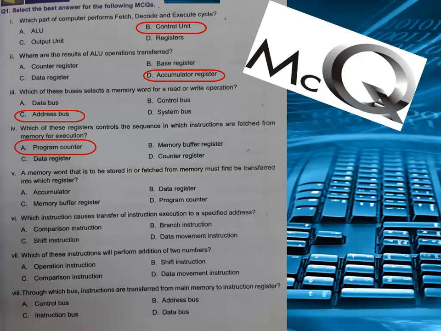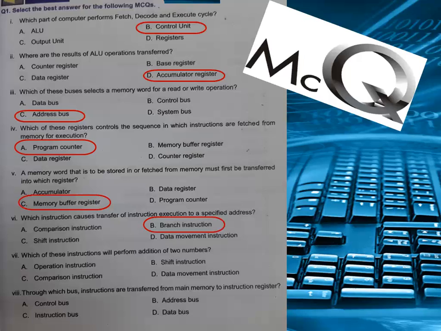A memory word that is to be stored in or fetched from memory must first be transferred into which register? Accumulator, data register, memory buffer register, program counter. Memory buffer register. A memory word that is to be stored in or fetched from memory must first be transferred into the memory buffer register. Which instruction causes transfer of instruction execution to a specific address? Comparison instruction, branch instruction, shift instruction, data movement instruction. Branch instruction causes transfer of instruction execution to a specific address.